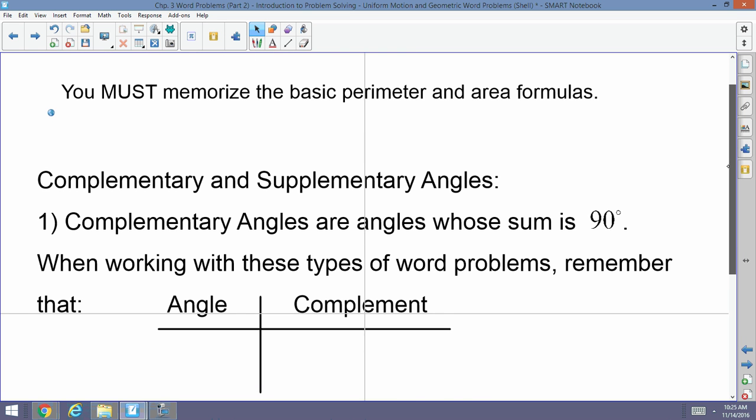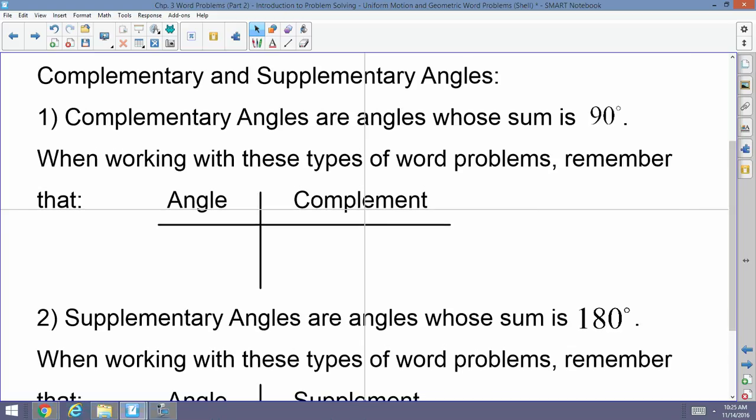First of all, I want to talk about complementary and supplementary angles. Complementary angles are angles whose sum is 90. And when working with these types of word problems, remember that a lot of times they're going to talk about an angle and its supplement, or an angle and its complement. Remember that both angles in complementary angles have to add up to equal 90. So if I were to tell you that my angle in question here is x, and I know that both of these complementary angles have to equal 90, how would I represent the complement of that angle?